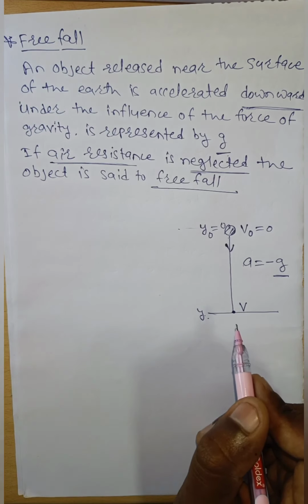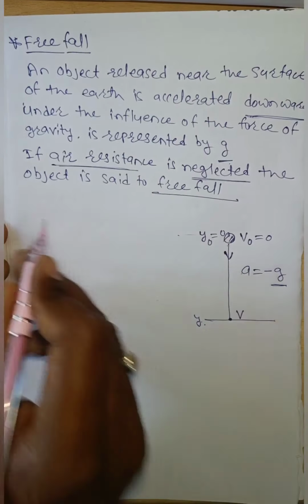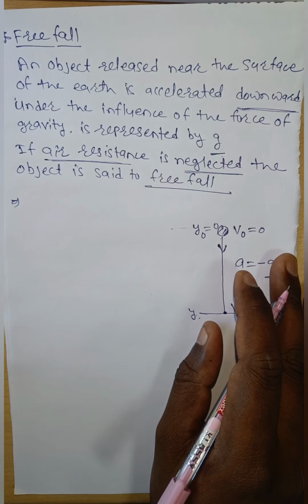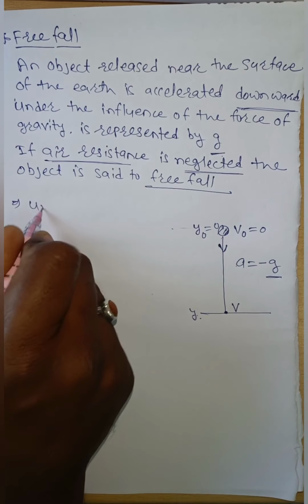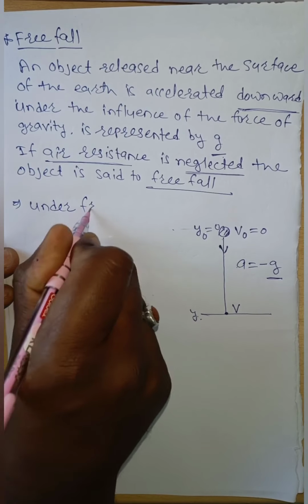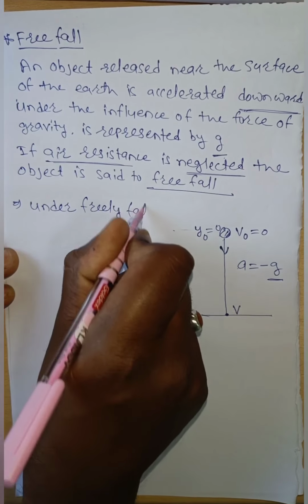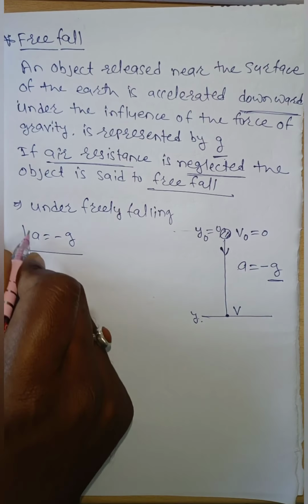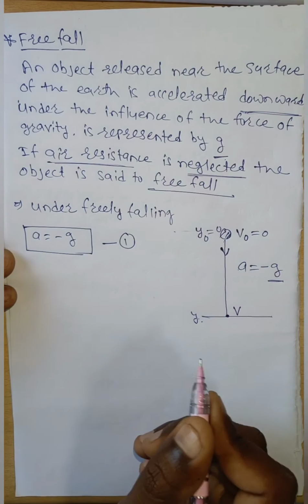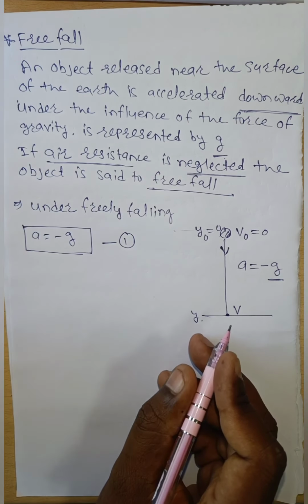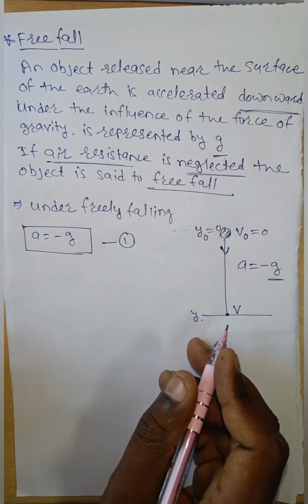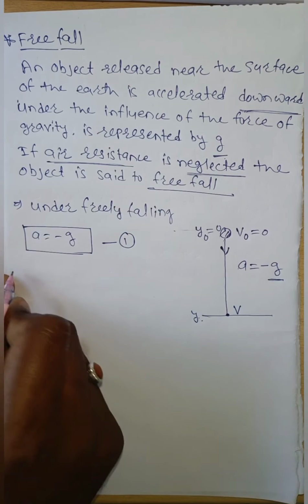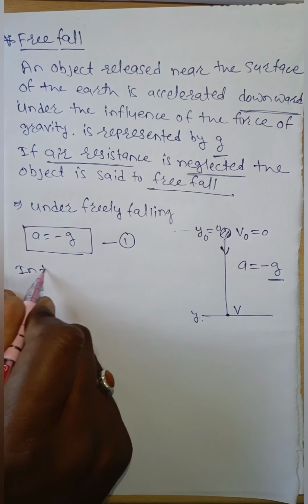Now we have to determine the equation of motion. Now under free fall, the acceleration of the body is minus g. Under free falling, acceleration a is always minus g. Now we call this equation number 1. Now we have three kinematic equations. Now we have to rearrange those three kinematic equations.